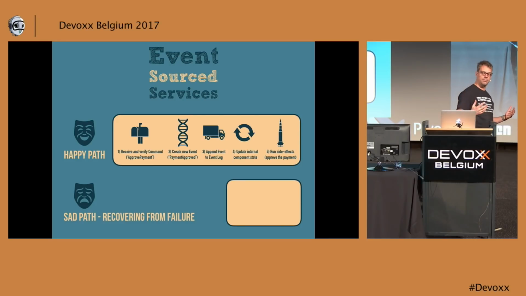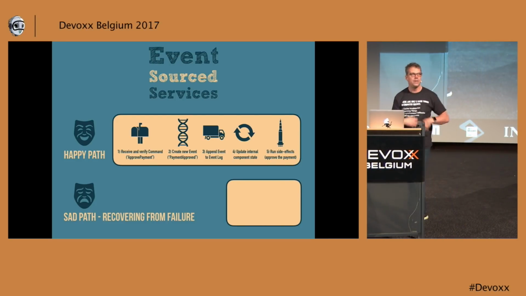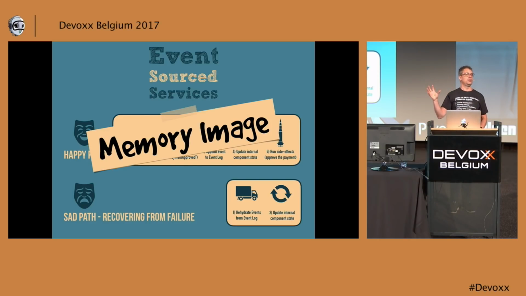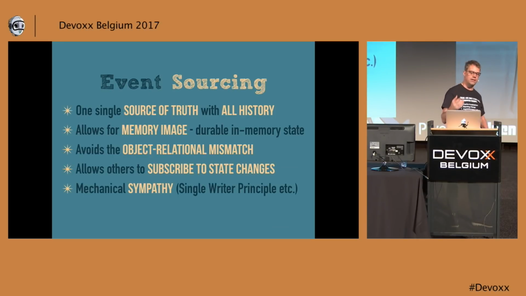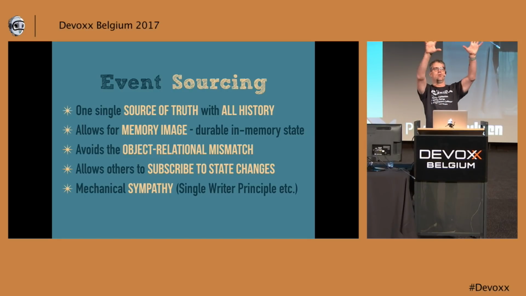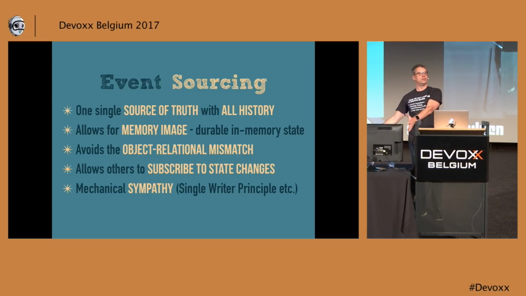Then the interesting thing is that when that component fails and is rebooted again, recovering from failure, we can rehydrate the events from the event log by just running that step and updating the internal component state. This is what Martin Fowler often calls memory image. It allows us to persist state in memory directly, working with the state in its most natural representation in your object, instead of having to go through OR mapping and stuff like that. So it gives us one truth, all history, and an in-memory durable state, avoiding the classic OR mapping impedance mismatch, where we have to map our object model or functional model to tables down into the SQL database.